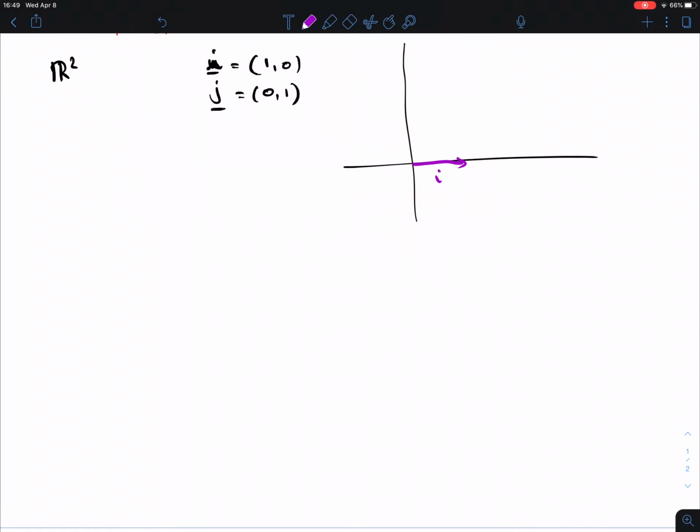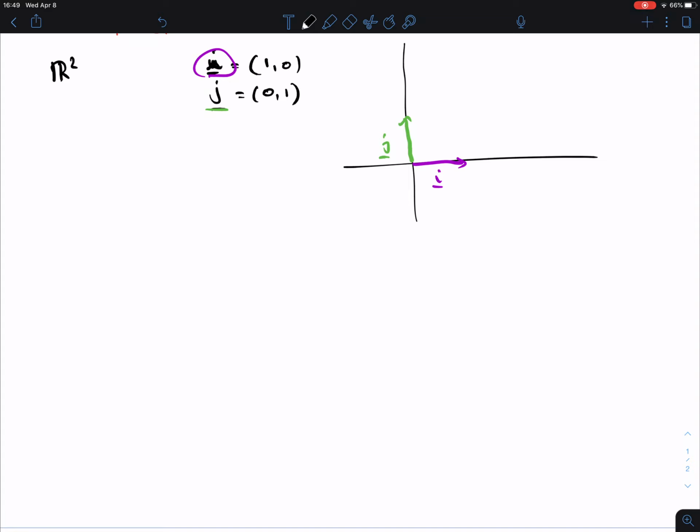This would be I, right? And then the J would be this vector. That would be J. You agree with that? Okay, yeah. And so what it says is now any vector can be written in a unique way as a linear combination of I and J. Now we know how to do this. Remember, we discussed this in an example last time.